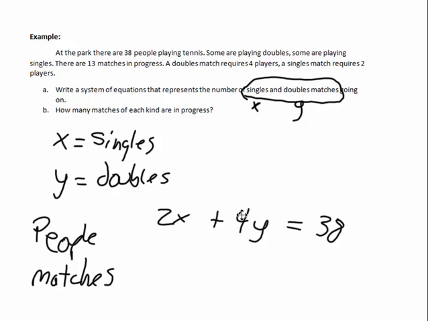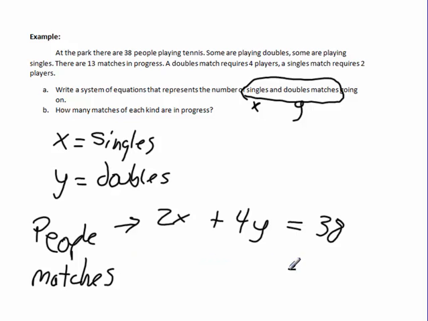Now notice, it matters what we define our variables as and what we define our equations as. So the people's equation here, total number of people. Well, if x stands for number of singles matches, then the number of people in a singles match is 2. So 2 times the number of singles matches plus 4 times the number of doubles matches equals the total number of people.